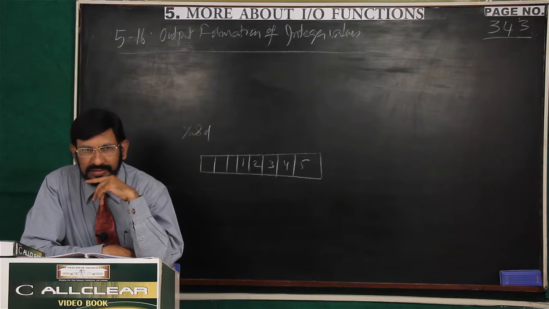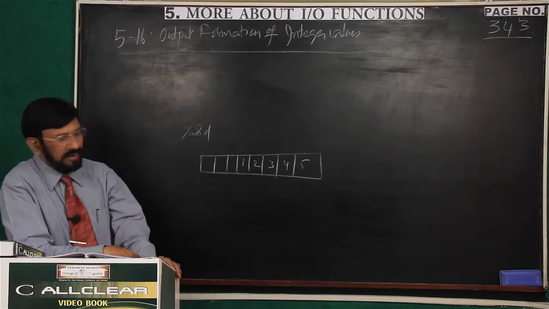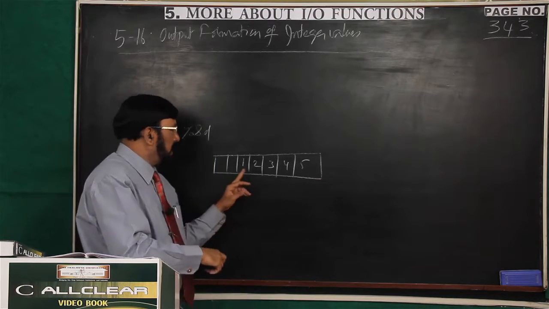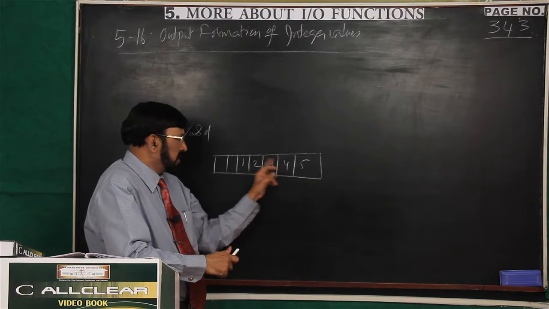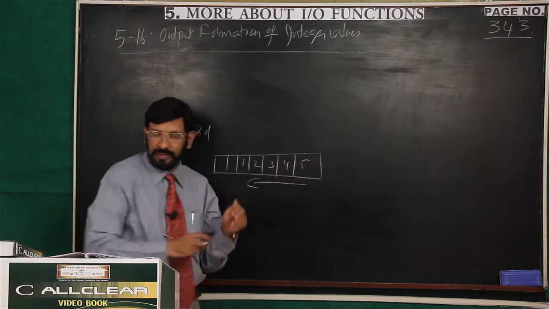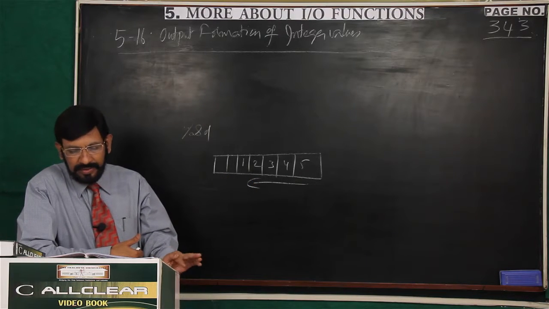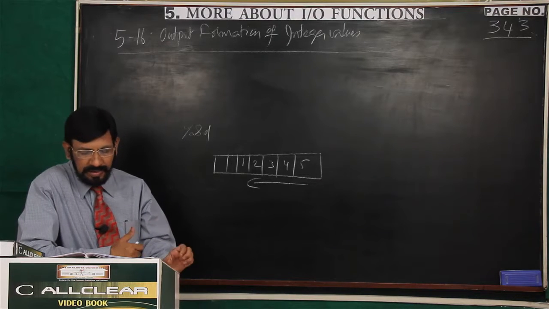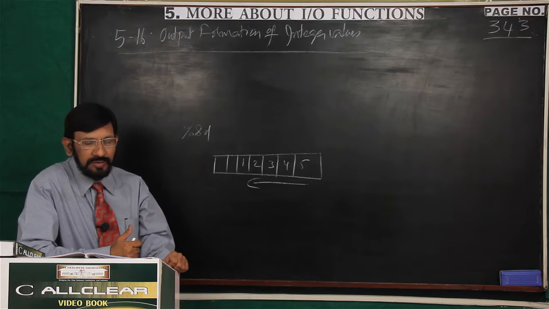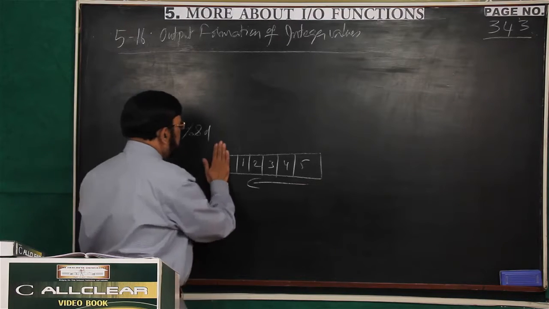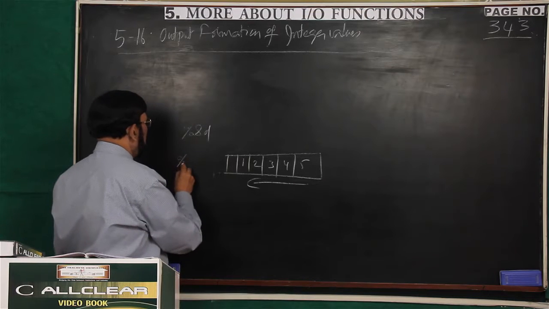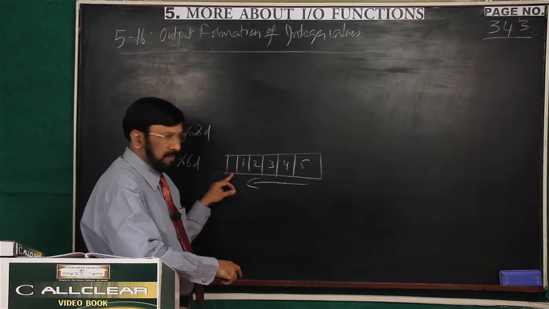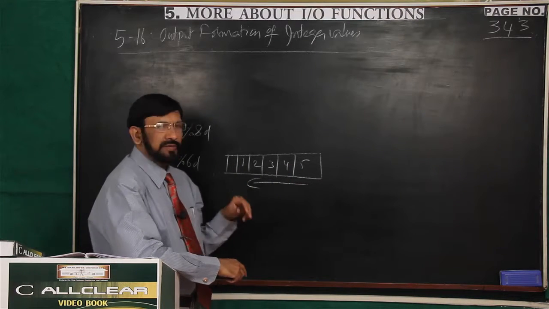E case, you see %7d. What do you mean by that? 7 spaces are to be allocated for printing your number, and your number is printed with right justification. Always remember, right justification by default. Next, F case, you see 6 spaces are to be allocated for printing your number, and it is printed with right justification. What is the meaning of this? %6d. 6 spaces are to be allocated for your number, and the number is printed with the right justification.